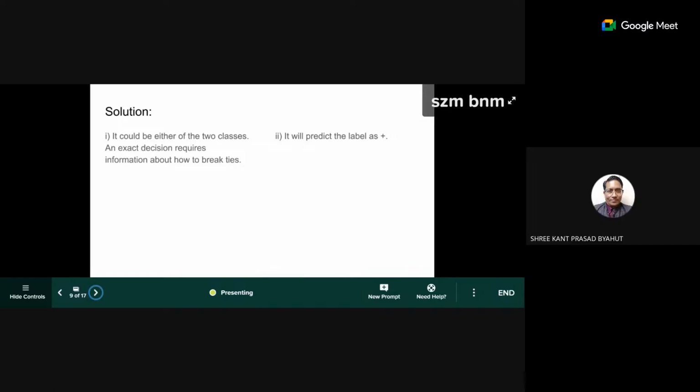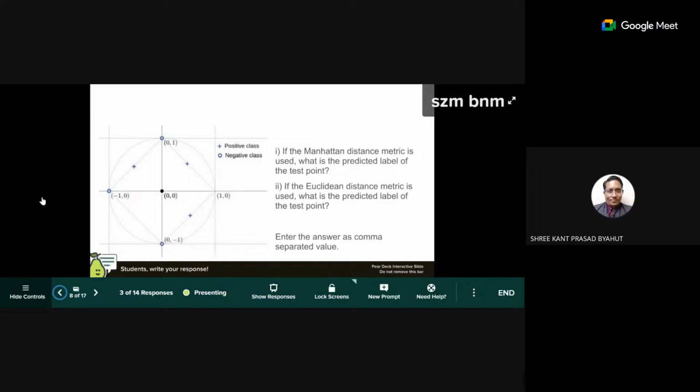Ma'am, go to the picture again. The graph. Yeah, here. When we are calculating the distance here, we are getting the same distance, but physically it is showing this minus 1, 0 point is farther from this. How is it?